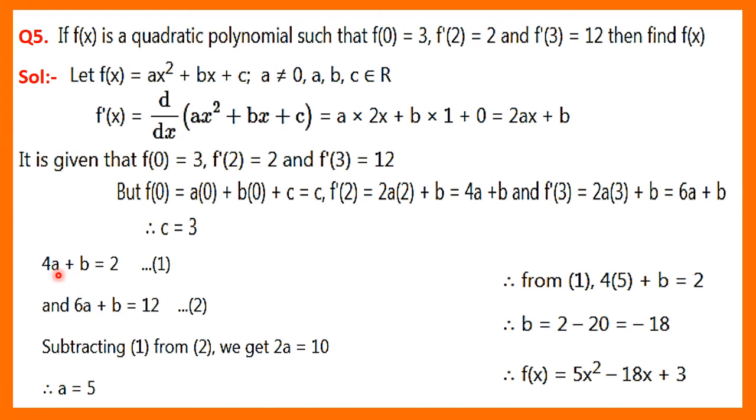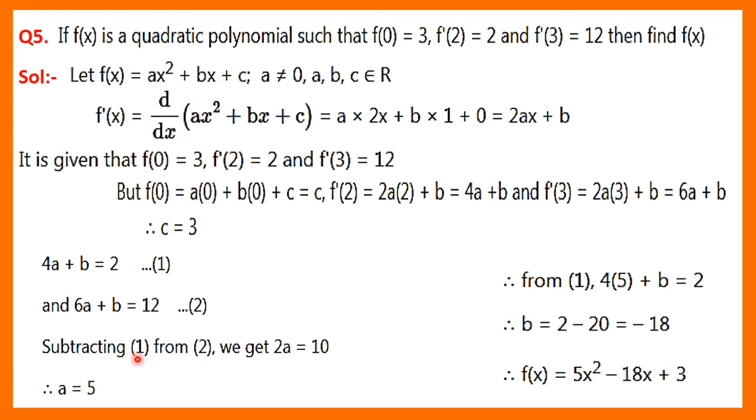Now, 4a plus b is equal to 2 is taken as equation number 1. 4a plus b is what? F dash of 2. And f dash of 2, the value is given as 2. So, we consider it as equation number 1. And f dash of 3 is 6a plus b. And its value is given in the question, that is 12. So, it is taken as equation number 2. So, we can solve these two equations to get the constants a and b. Already we got the constant c.